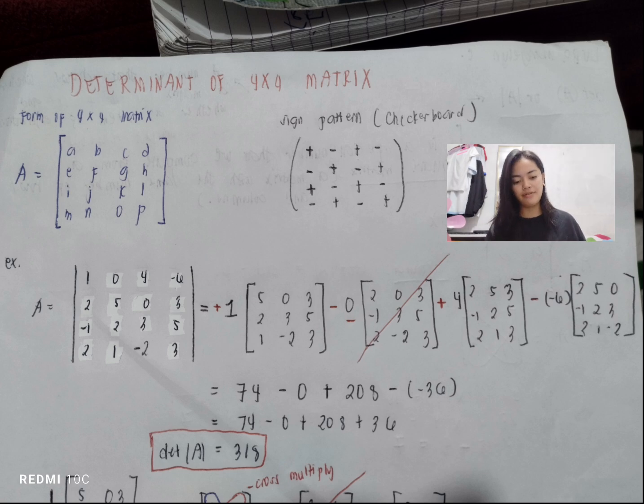And lastly, we have negative 6, and we need to use the minus sign since our sign pattern is plus, minus, plus, minus. Okay? So, in eliminating row 1, column 4, the only numbers that we have are 2, 5, 0; negative 1, 2, 3; and 2, 1, negative 2. After having these items, we need to eliminate the items with this 0, because when you multiply 0 by any number, the answer is 0 itself. So we just need to eliminate that one.